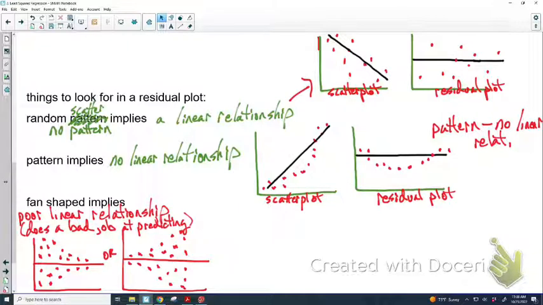There's just more going on. You want to stay away from the words of no linear relationship, because there might be something linearly happening, but there's just something else going on there, and it's just a bad one. All right? I hope that makes sense. We did one more thing.